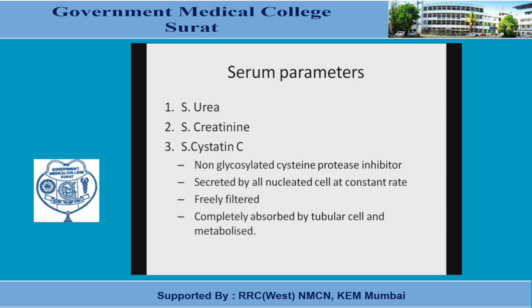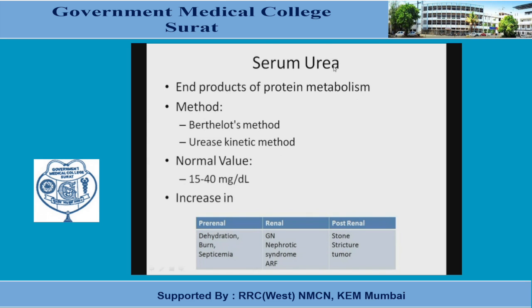Three major tests, serum parameters and urine parameters, are commonly used to assess the renal function and disease progression. They include serum urea, serum creatinine, and serum cystatin C level measurement. Serum urea: urea is an end product of protein catabolism.